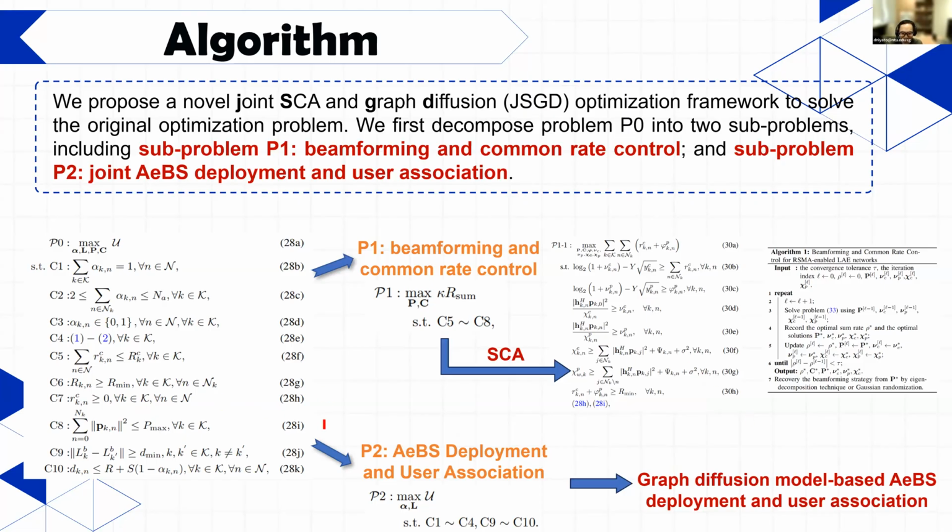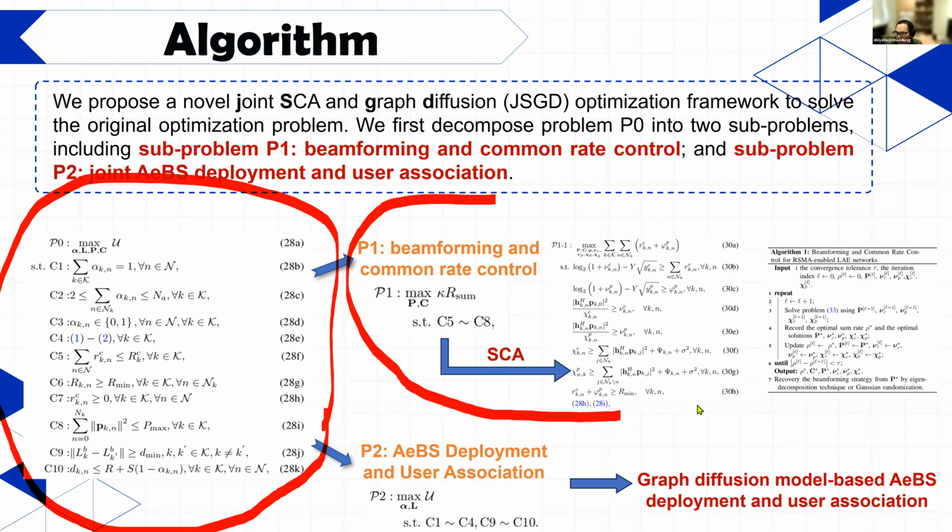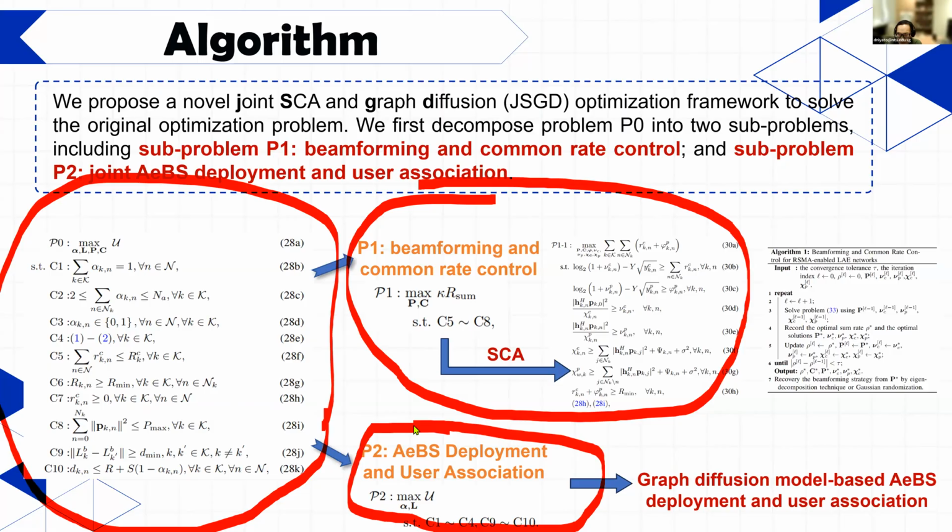So here from the left-hand side, we can see the original large problem. We decompose the problem into the beamforming and common rate control, and another subproblem which is the deployment and the user association. We can see that the first subproblem involves the continuous variable, while the second one involves the discrete decision variable. And therefore, we are able to use the graph diffusion model for the deployment and the user association.